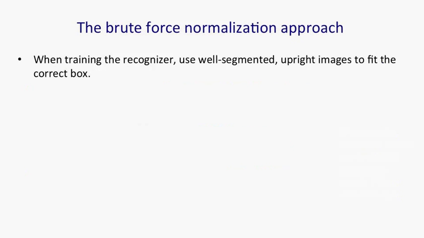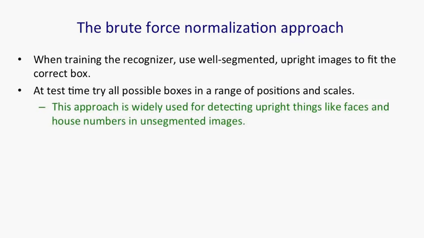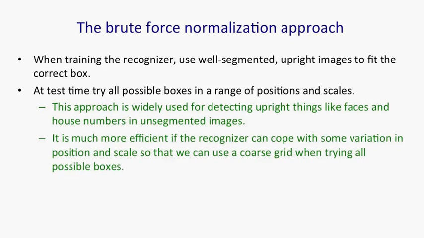The brute force normalisation approach works like this. You use well-segmented upright images that you can judiciously put a box round when you train the recogniser, and then at test time, when you have to deal with cluttered images, you try all possible boxes in a whole range of positions and scales. This approach is widely used in computer vision, particularly for detecting upright things like faces or house numbers in unsegmented images. It's much more efficient if the recogniser can cope with some variation in the position and scale, so that we can use a coarse grid when trying all possible boxes.